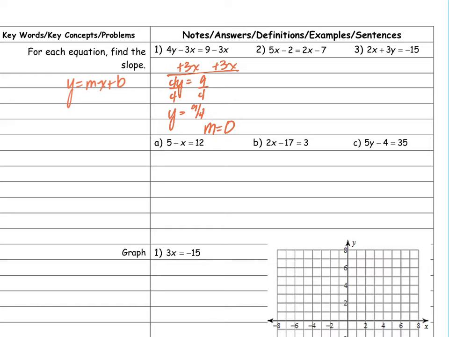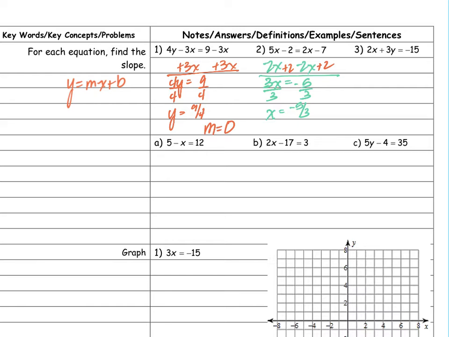Okay. So if I do the number 2, let's see, what do I get here? So subtract 2x, add 2, and I get 3x equals -5, divide by 3. X equals -5 over 3. Now, this equation has no y. Okay, there's no y value in that equation, right? It's just x equals. So that means it's going to be a vertical line.